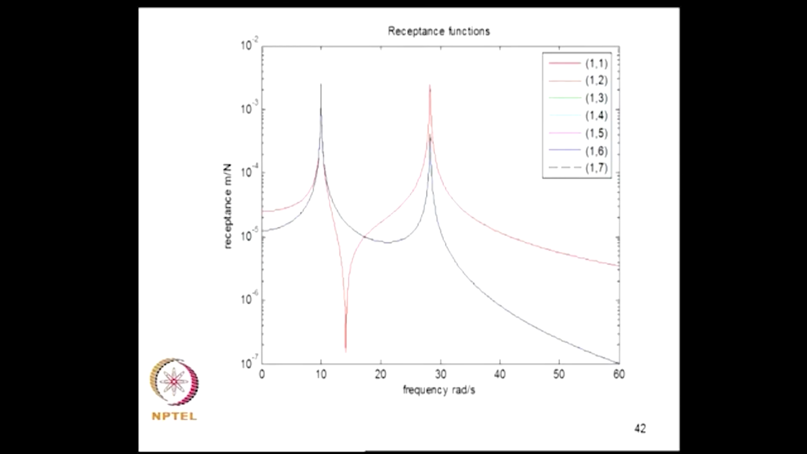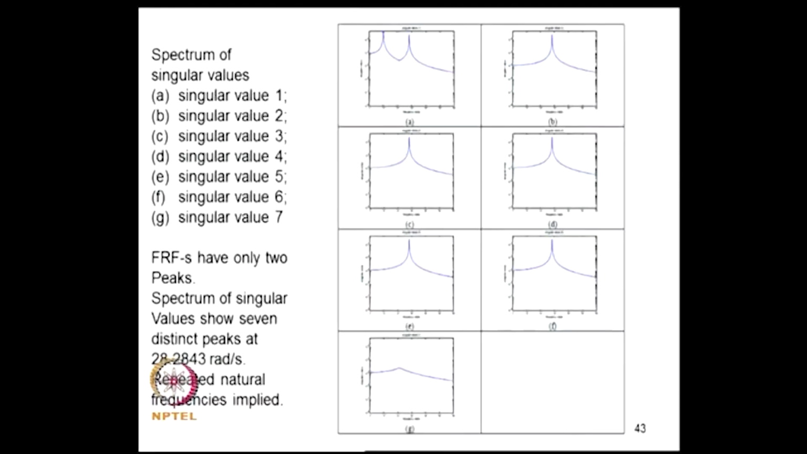But on the other hand, if you plot the singular values, the plots of 7 singular values, you will see peaks for the second, third, fourth, fifth and sixth at the frequency 28, thereby indicating that the frequency 28.2843 is repeating 6 times. So, this is used in industrial experimental work to characterize repeated natural frequencies or closely spaced natural frequencies. So, this is a very useful tool.